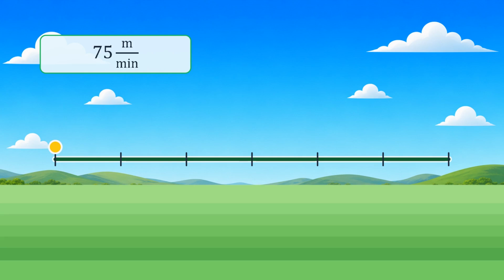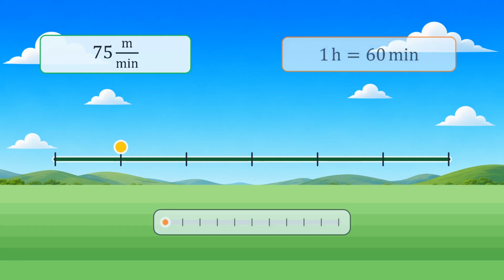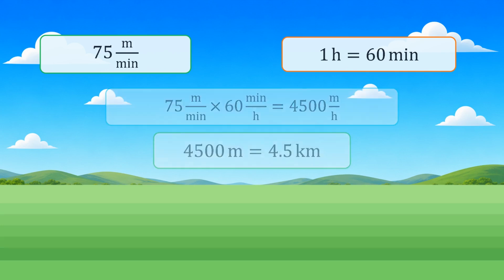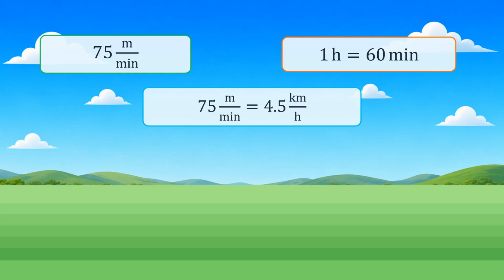Consider 75 meters per minute. We want to express this speed in kilometers per hour. 75 meters per minute means 75 meters during 1 minute. 1 hour contains 60 minutes. At the same rate, the distance corresponding to 60 minutes is 75 meters times 60, which equals 4,500 meters. 4,500 meters is 4.5 kilometers. Therefore, 75 meters per minute equals 4.5 kilometers per hour.